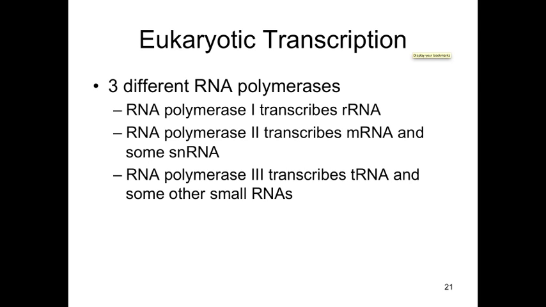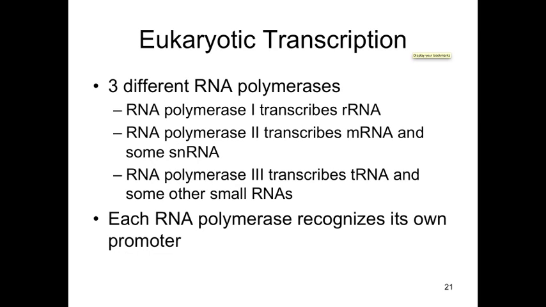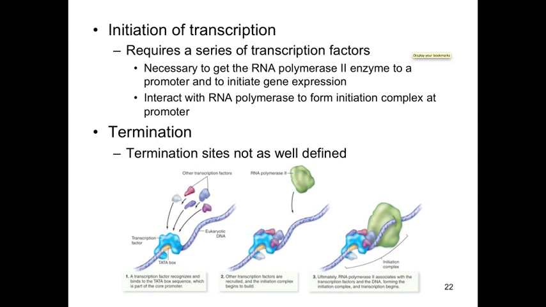RNA polymerase 3 is the polymerase that's involved in transcribing tRNAs and some other small RNAs that we're not really concerned about right now. Each RNA polymerase recognizes its own specific promoter and thus only transcribes the RNA that it's supposed to. The initiation of transcription in eukaryotes differs a little bit.